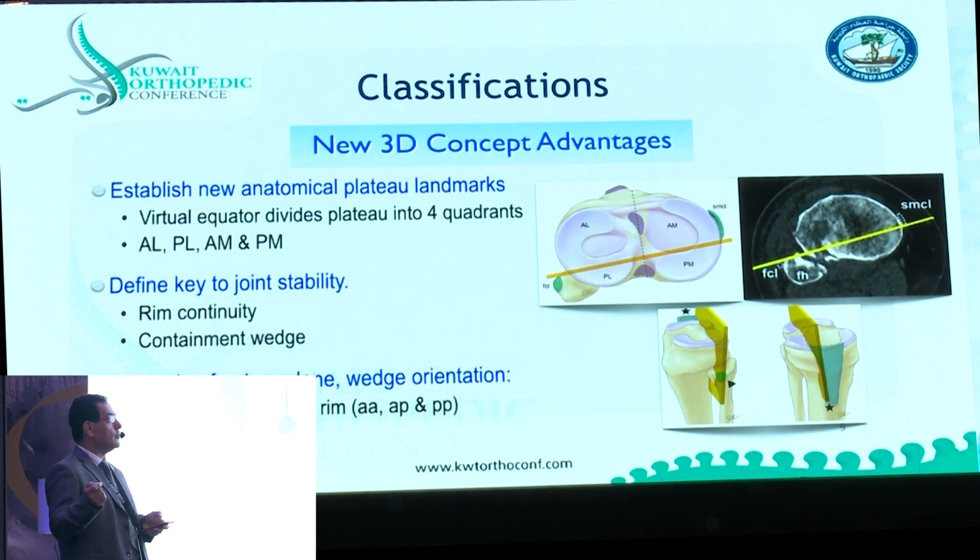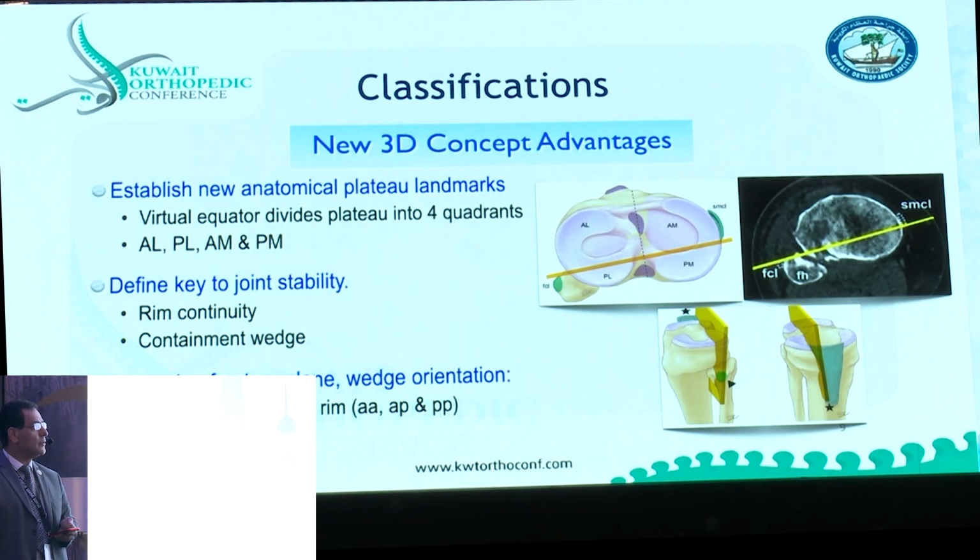The advantages of the new 3D concept: it establishes new anatomical plateau landmarks, defines the key of joint stability, either rim continuity or containment of the posterior wedge, and determines fracture plane and wedge orientation.